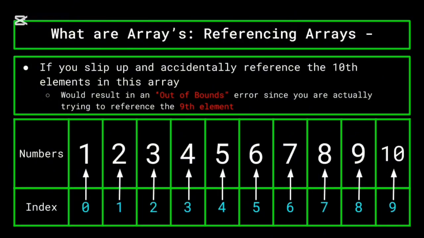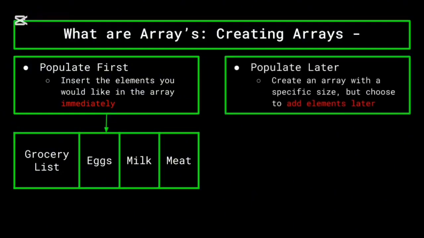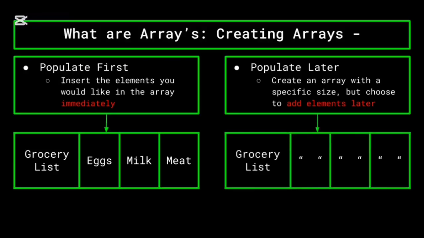What you're actually trying to do is reference the 9th element. Another extremely important thing to note about arrays has to do with their size. When you initialize an array, you can do it in either one of two ways. You can either populate it with the elements that you want contained in the array right then and there, creating and filling the array at the same time, or you can define how many elements you want the array to hold, essentially the array's size, and then populate it with elements later.